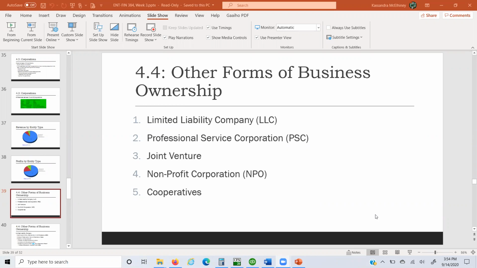So our other forms of business ownership: limited liability corporation, which has actually caught on with popularity in the last 15, 20 years especially. Professional service corporations, joint ventures, not-for-profit organizations. The textbook used a different abbreviation for not-for-profit organizations, but they are called NPOs, actually non-profit organizations. And cooperatives, which are more commonly seen in the farming industry than anywhere else, but they are gaining popularity.